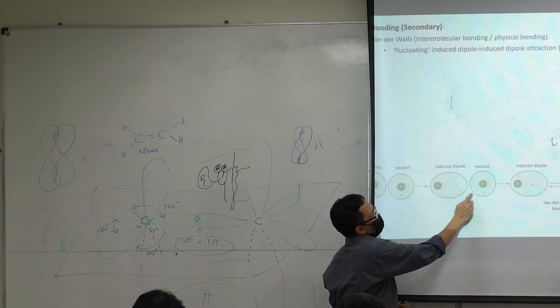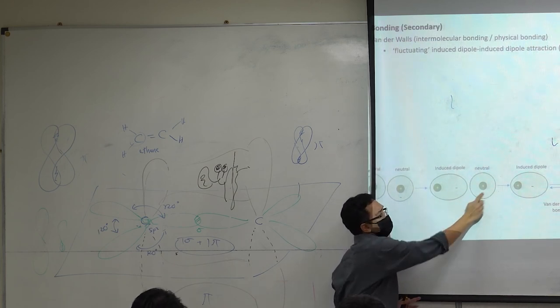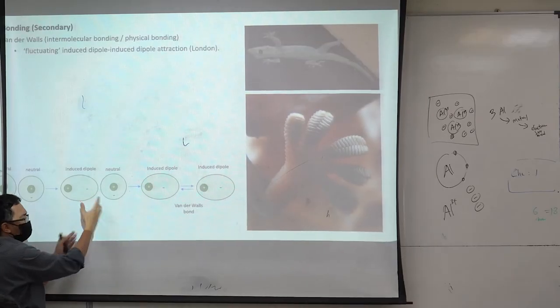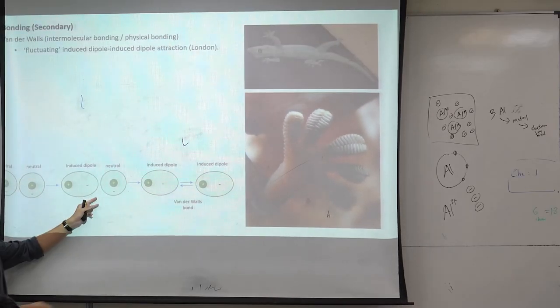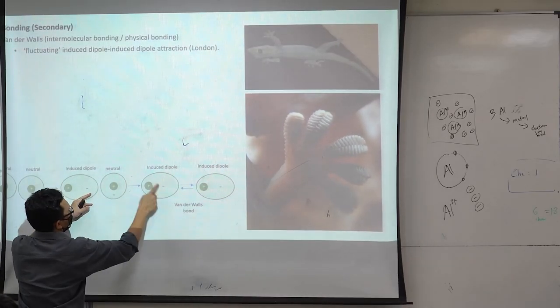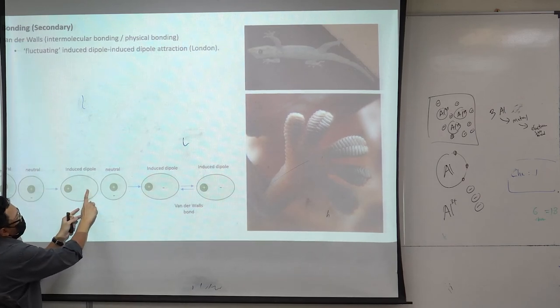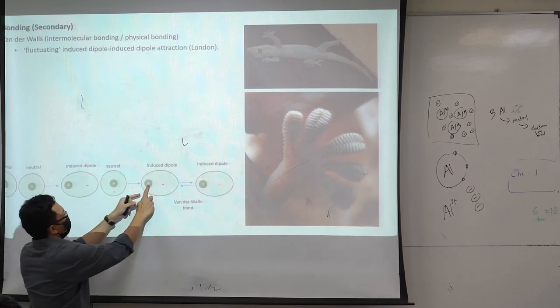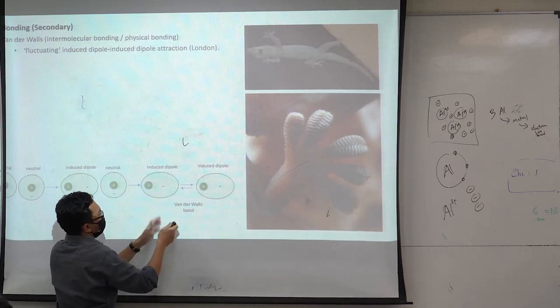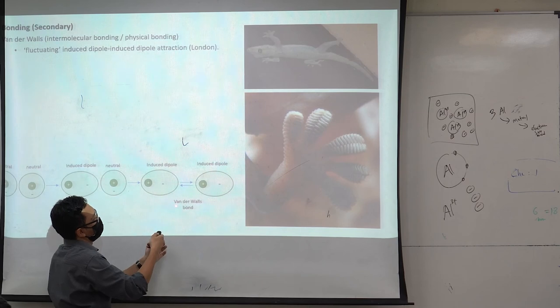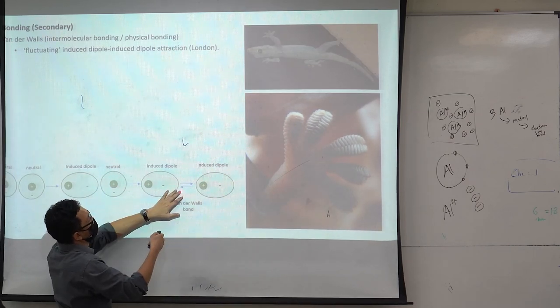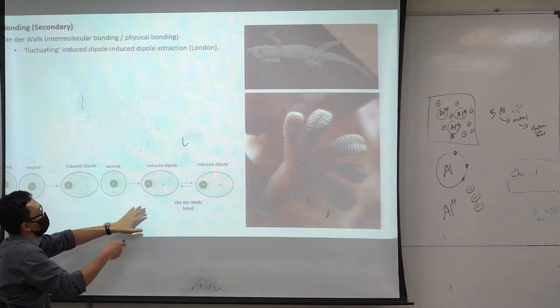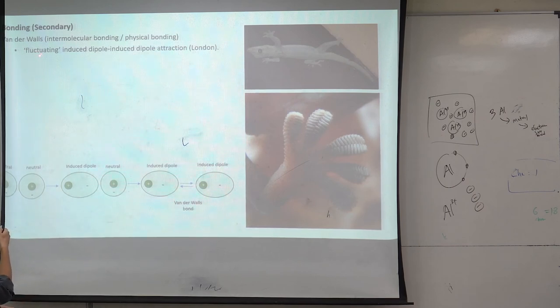And then this induced dipole meets another neutral atom. So this negative side will sort of act like a magnet, it will attract, and they will induce this thing. Because negative and positive want to attract together, that's why they are like this. The attraction between these two, we call the van der Waals bond. The name for this is induced fluctuating dipole attraction, or in other words, London dispersion.